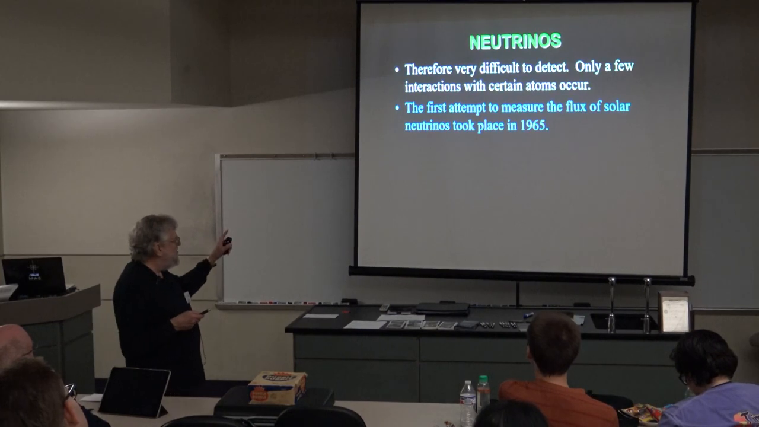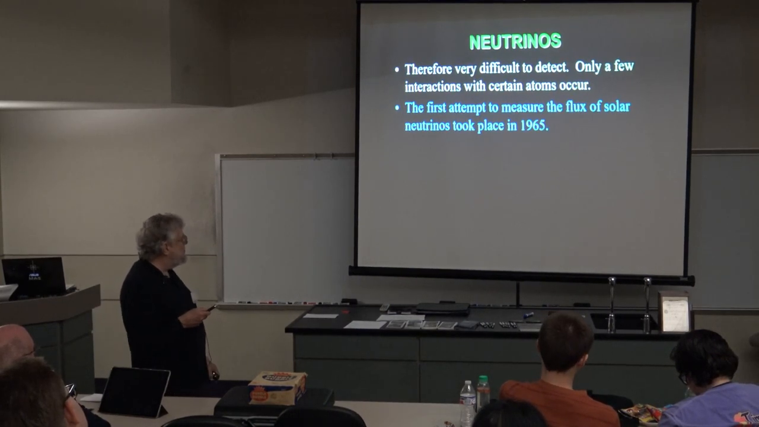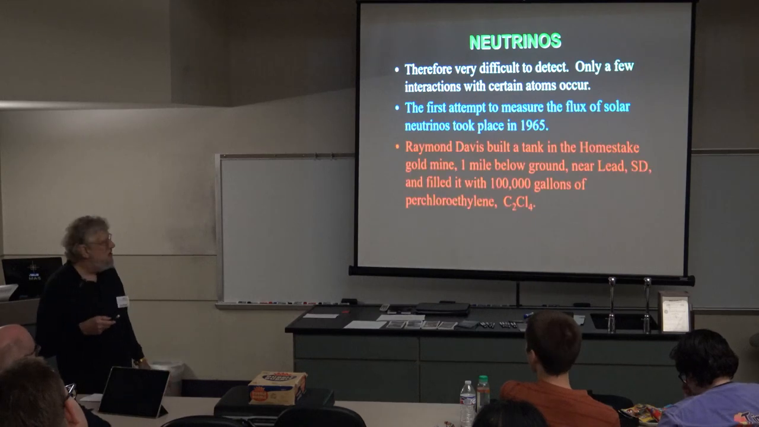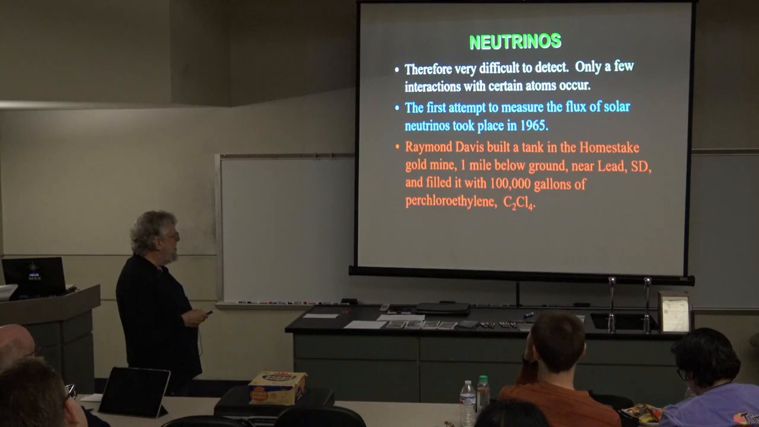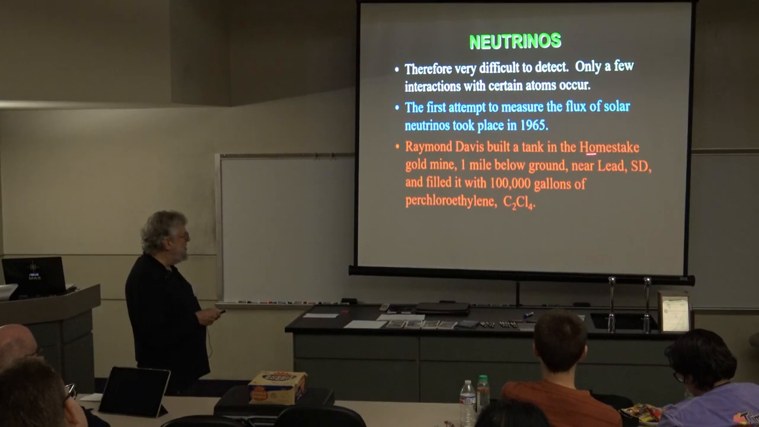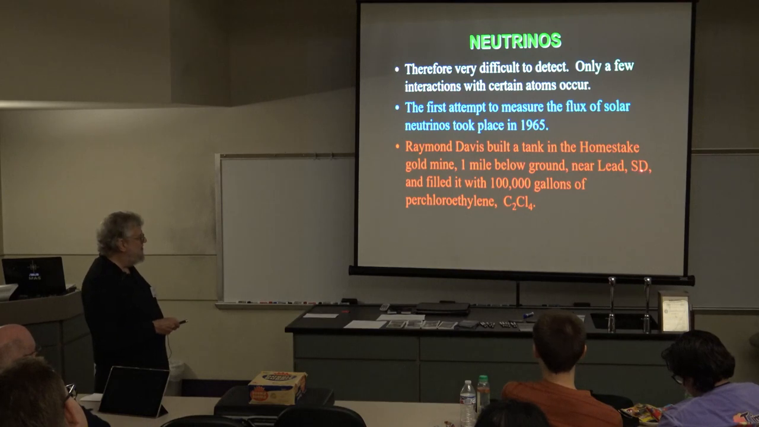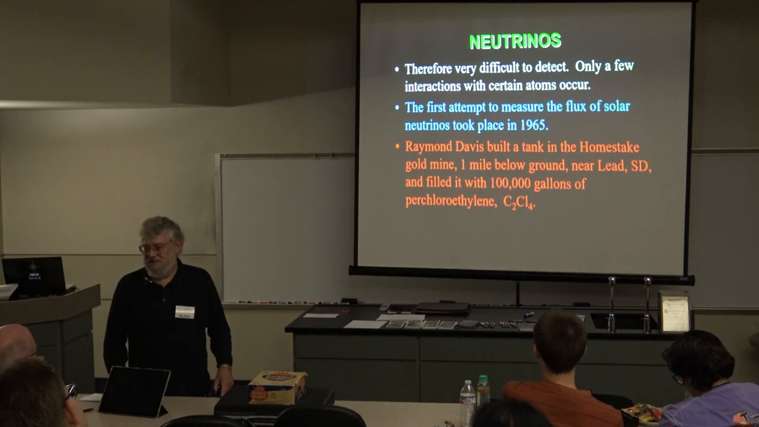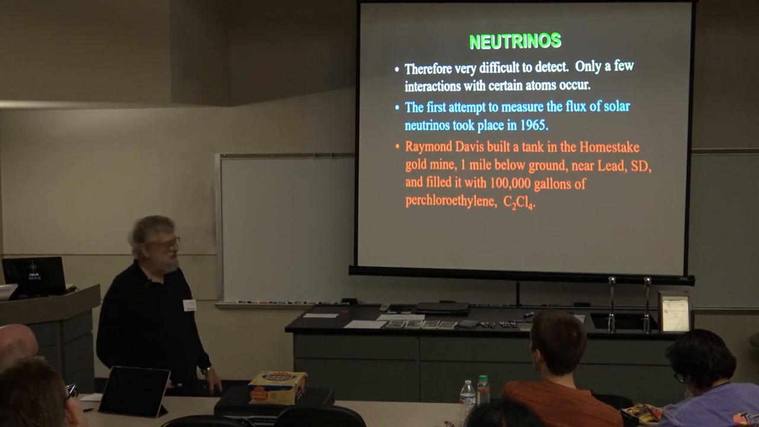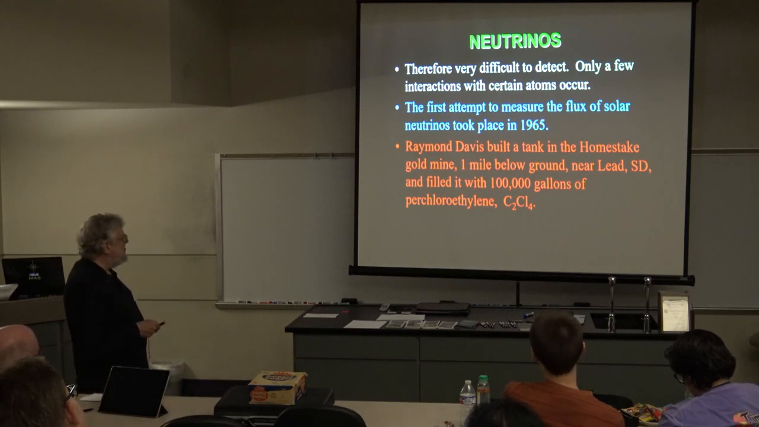The first attempt, and I remember this well, to measure the flux of solar neutrinos was in 1965. Ray Davis built a tank underground at the Homestake gold mine, an abandoned gold mine near Lead, South Dakota, a mile below ground, and put 100,000 gallons of perchloroethylene in it. Now, not every chemical is that easy to find, but this is also used as dry cleaning fluid for laundry, so there's plenty of this around. So they put 100,000 gallons of this in this underground tank.